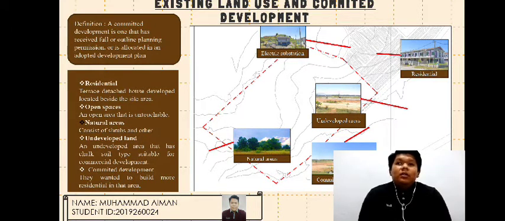The existing land use and committed development. Definition: a committed development is one that has achieved full or outline planning permission and is located in the adopted development plan. In the baseline we have the residential, electric substation, undeveloped area, committed development and natural area. For the residential, terrace and detached houses developed better as the soil type is suitable for commercial development, and for committed development they want to build more residential in the area.